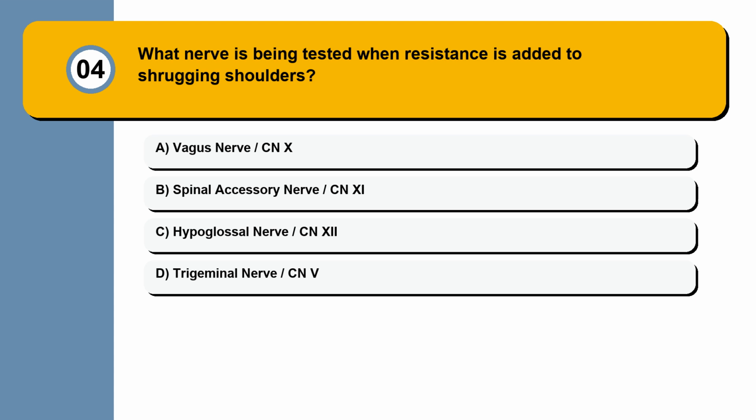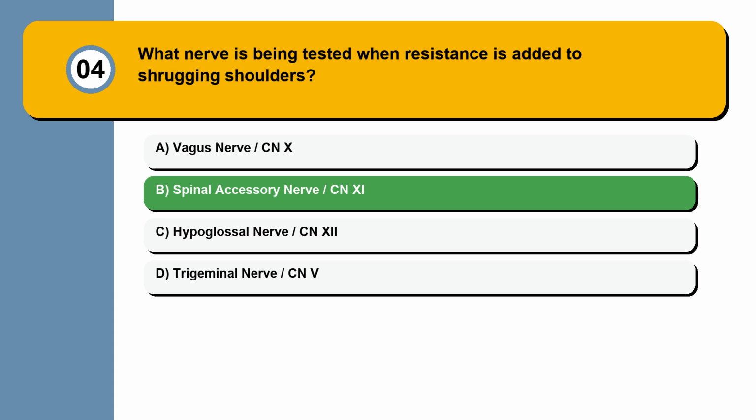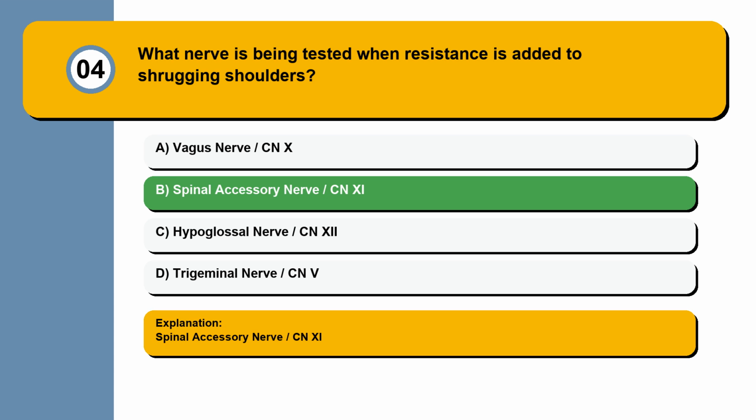Question 4. What nerve is being tested when resistance is added to shrugging shoulders? Vagus nerve/CN10, spinal accessory nerve/CN11, hypoglossal nerve/CN12, trigeminal nerve/CN5. Spinal accessory nerve/CN11.